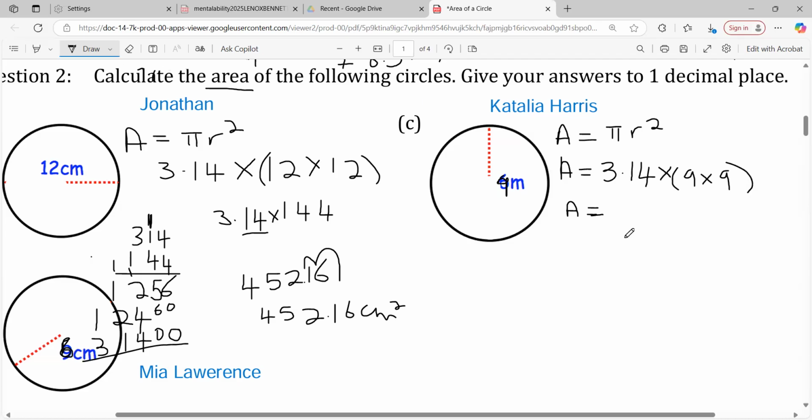Okay, so you're not going to put the decimal point when you're timesing. You're going to forget about it. So you're going to say 314, write it down, times 81.